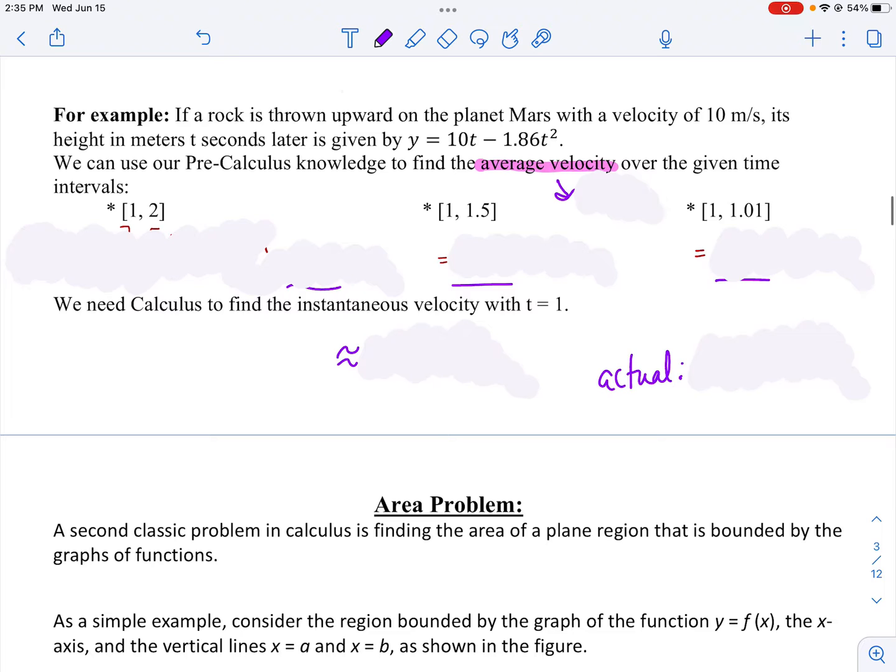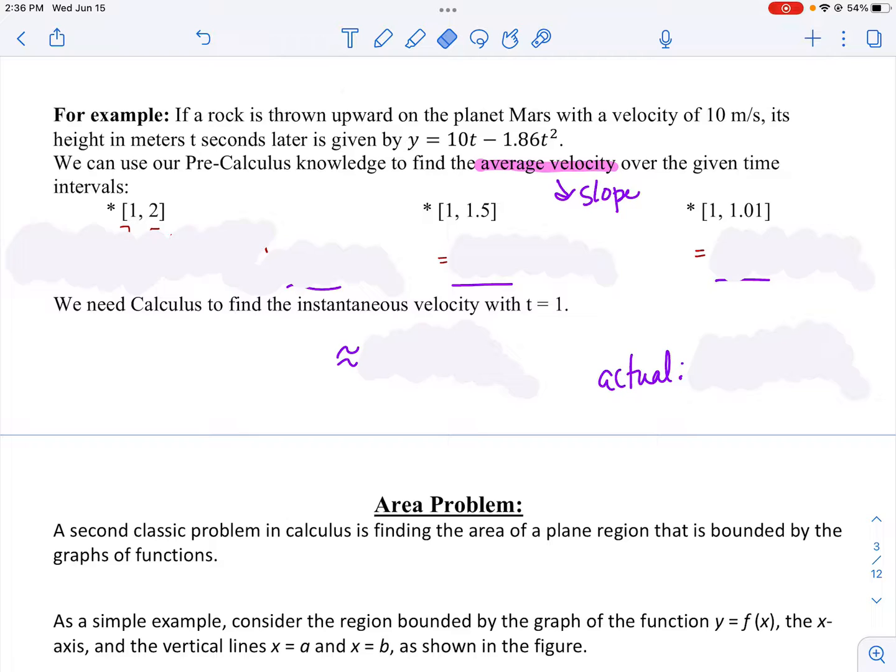So a quick example, if you were on Mars and you threw a rock upward with a velocity of 10 meters per second, we can find the height t seconds later given this equation y equals 10t minus 1.86t squared. Now we can use our pre-calculus knowledge to find the average velocity, right? The velocity, how fast it's moving over a period of time. Really, that's just a fancy way of saying find the slope. Find the slope between 2 points.